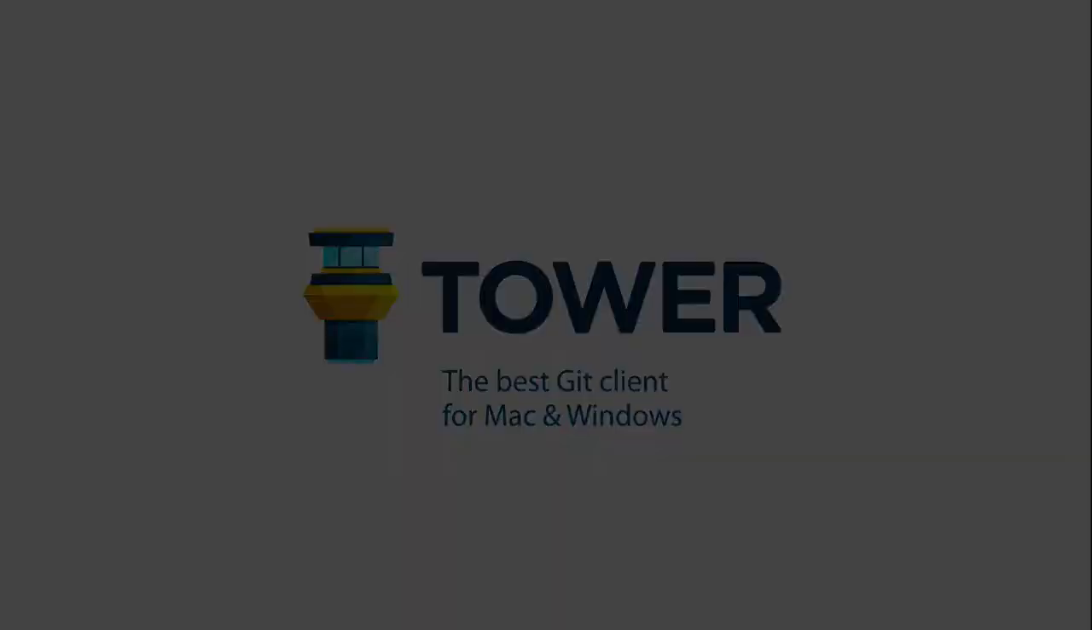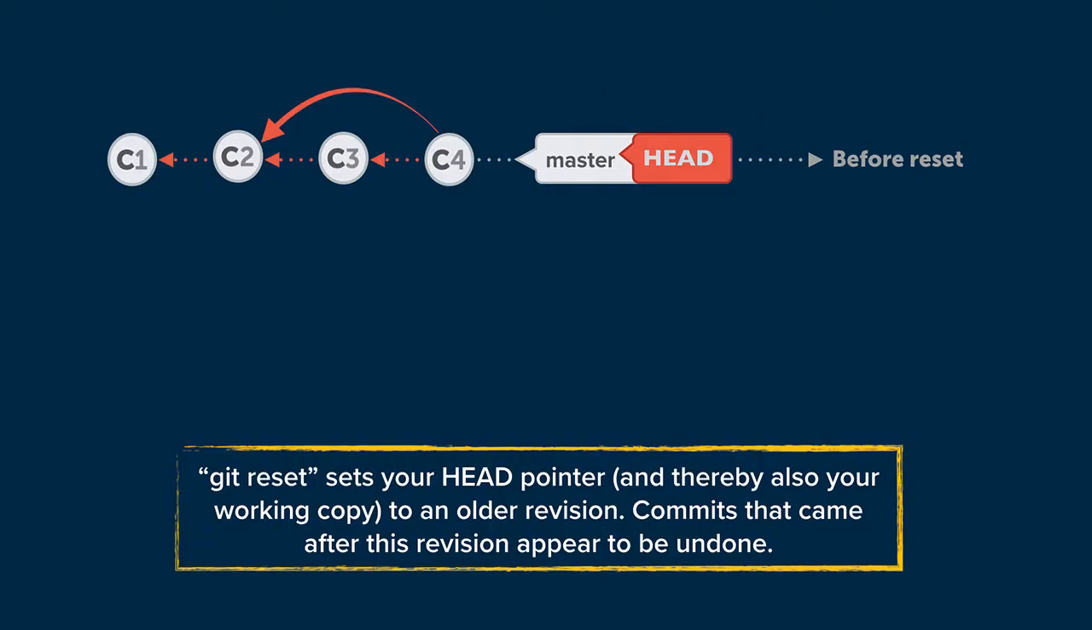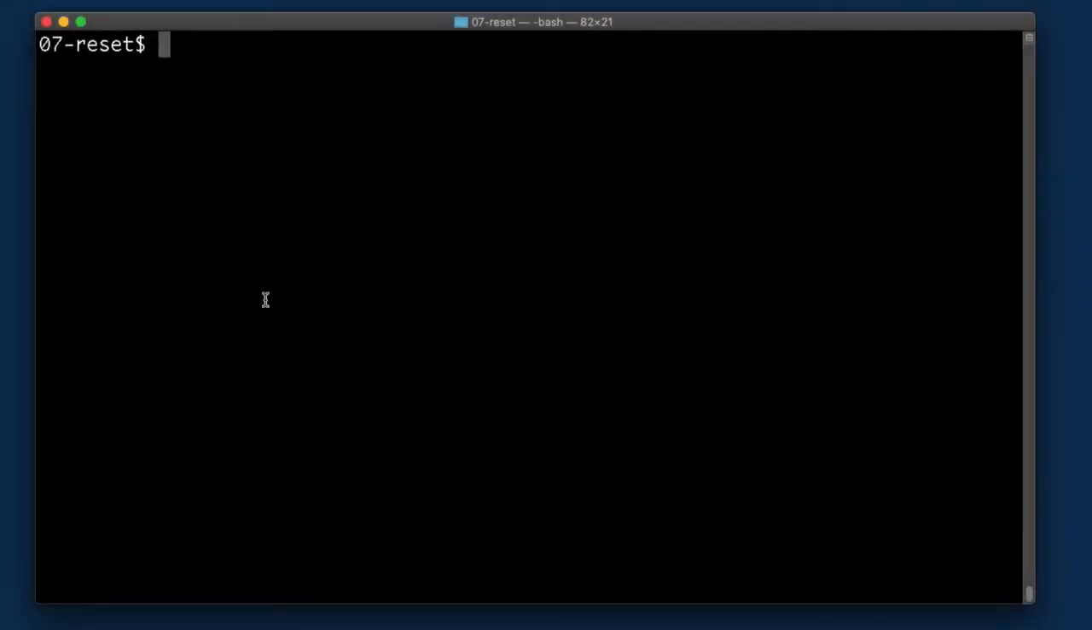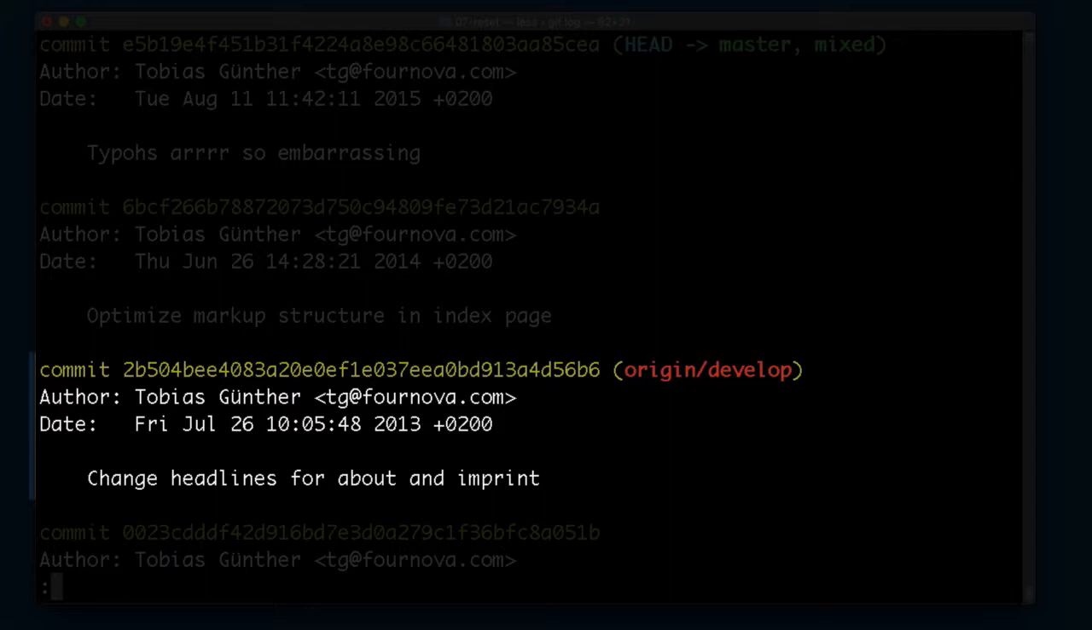In this episode, we're going to restore our complete project to an older version. Put another way, this means we're setting our head pointer to a previous commit. And effectively, any commits that came afterwards will disappear from our commit history. Let's look at a practical example and say that we want to return to this commit here.